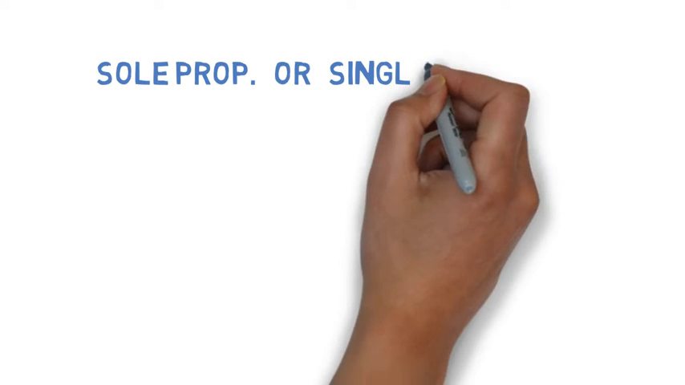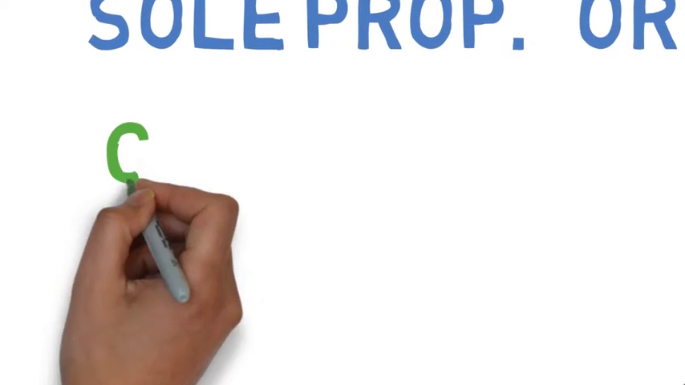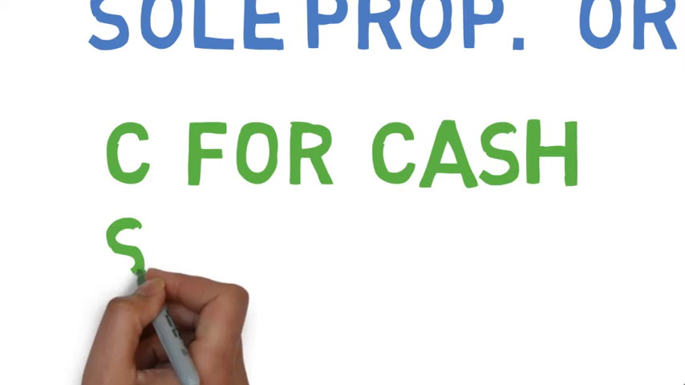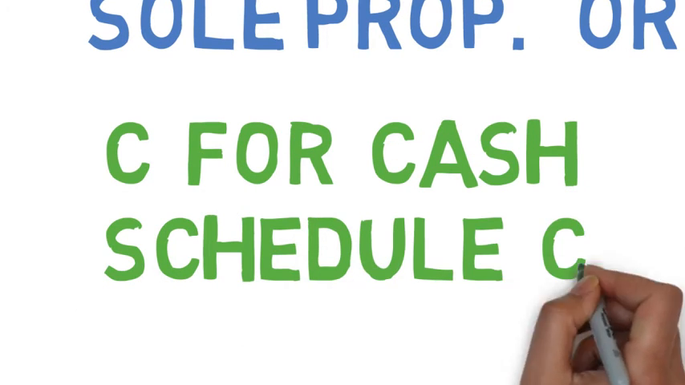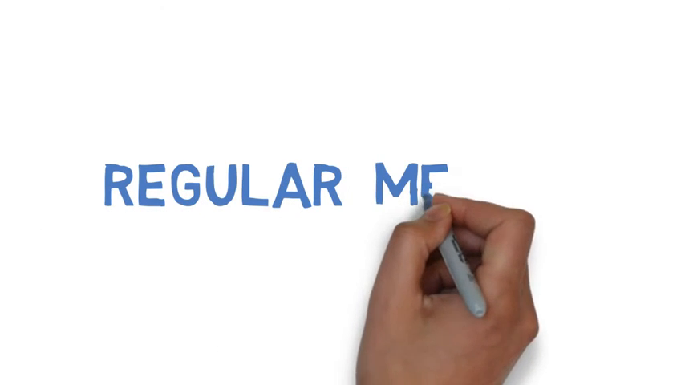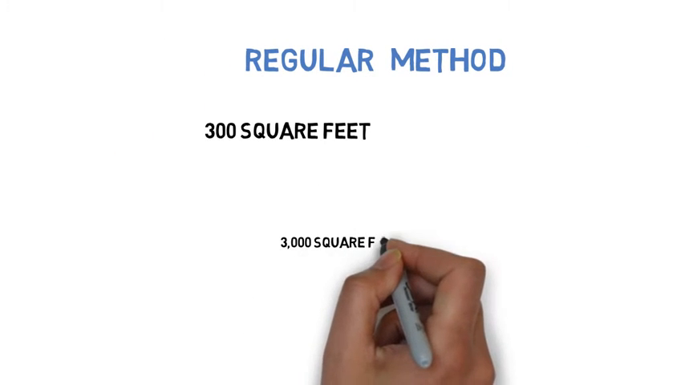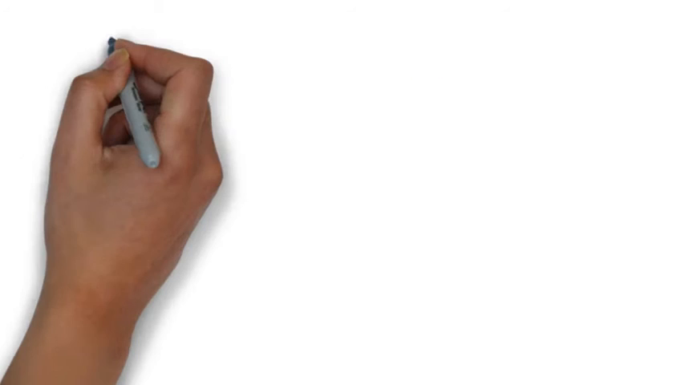If you have a sole proprietorship or a single member LLC, you'll be filing this form called a Schedule C on your 1040, and that's where you're going to show your income and expenses. So for Schedule C filers, there are two options available. First is the regular method. Under the regular method, let's just say you have 300 square feet of your home out of 3,000 square feet of your home that is strictly used for business purposes.